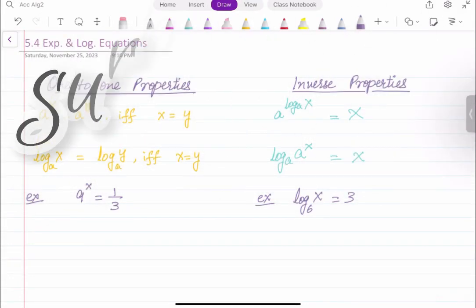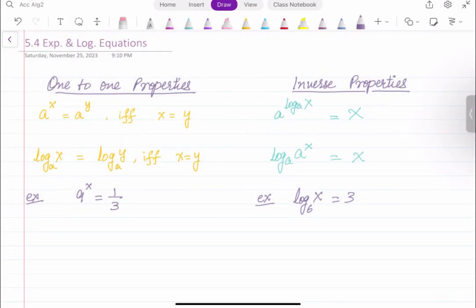So today we will be talking about exponential and logarithmic equations. As we know, the one-to-one property is when the bases are the same. If the bases are the same, it will happen if and only if x is equal to y. On the other hand, if the bases are the same, I don't need the bases, x will be equal to y. Same with the log function.